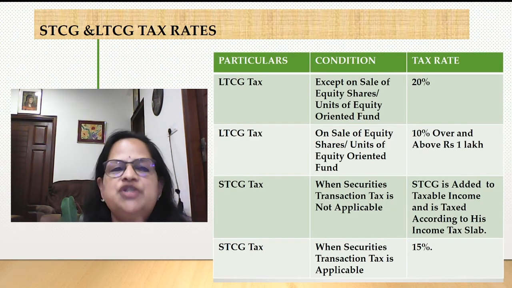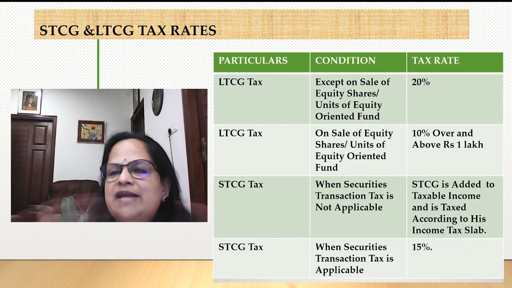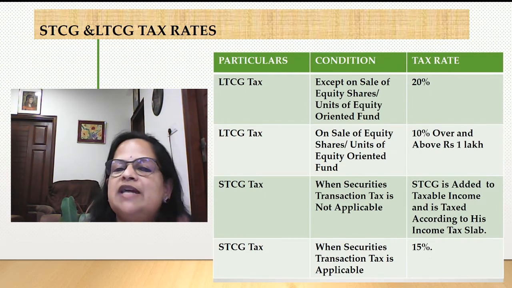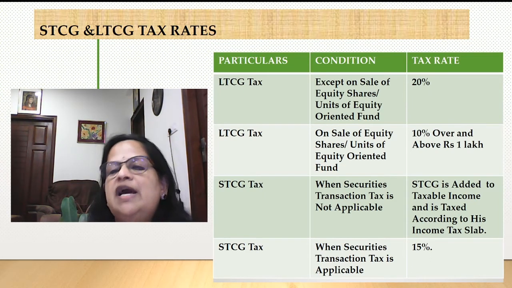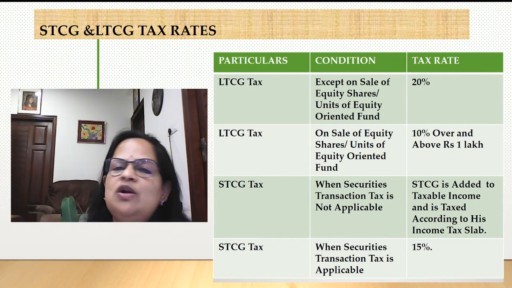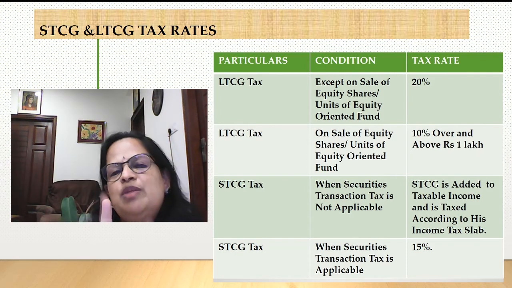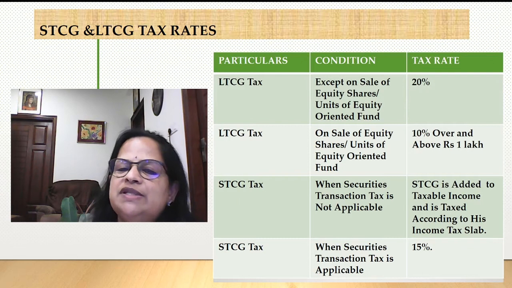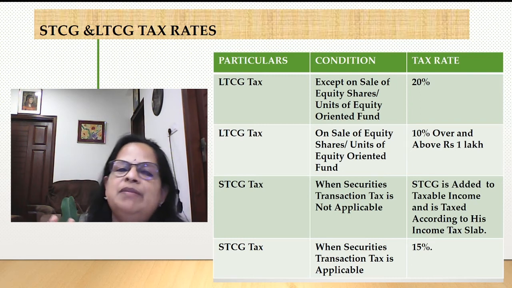Now, distinction between short-term capital gain and long-term capital gain: the tax rates. Usual situation, long-term capital gain tax, we take it as 20%, and short-term capital gain tax is 15%. But this is good to know as a distinction. You will not get questions based on that. You have to remember only 2 rates. LTCG, flat rate is 20% and short-term capital gain or STCG is 15%. These tax rates you just remember.